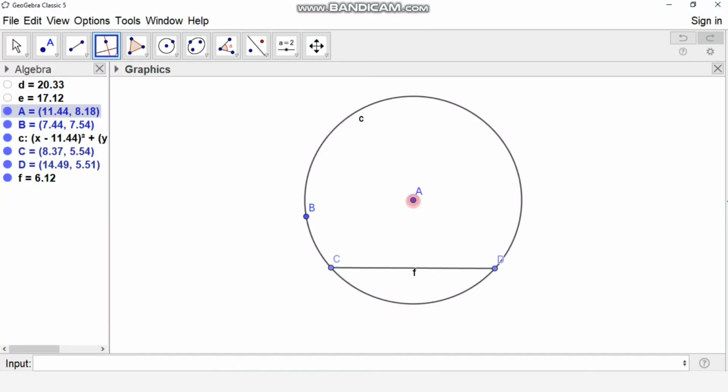And we have to draw a perpendicular on segment CD. That's why click anywhere on this segment CD to get this perpendicular.